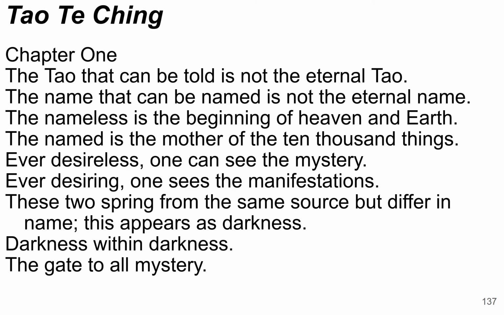So this is from the Tao Te Ching, Chapter 1. "The Tao that can be told is not the eternal Tao. The name that can be named is not the eternal name. The nameless is the beginning of heaven and earth. The named is the mother of the 10,000 things. Ever desireless, one can see the mystery. Ever desiring, one sees the manifestations. These two spring from the same source, but differ in name. This appears as darkness, darkness within darkness, the gate to all mystery." So that's from the Tao Te Ching.